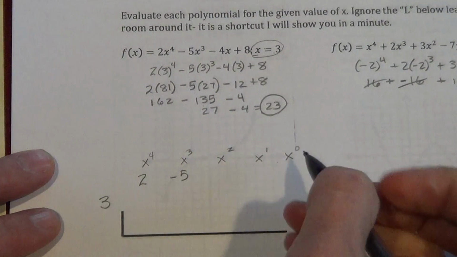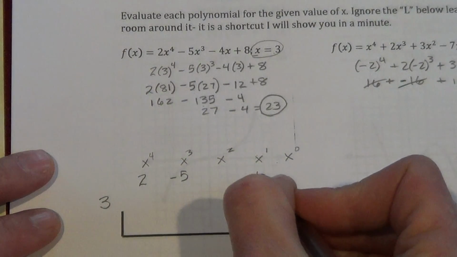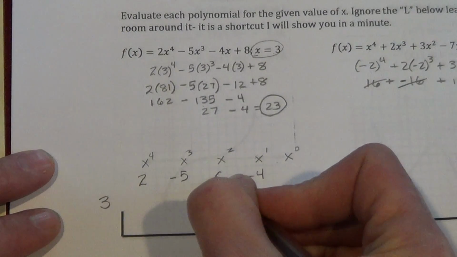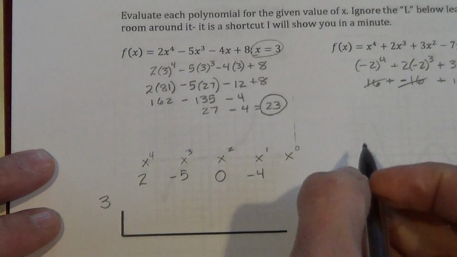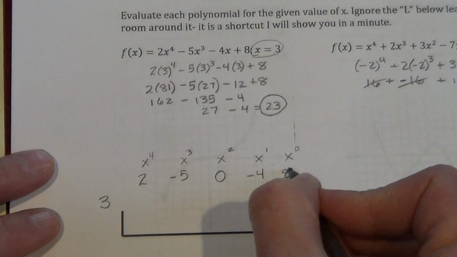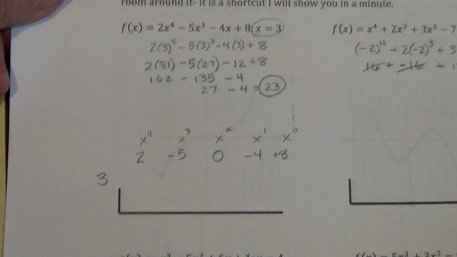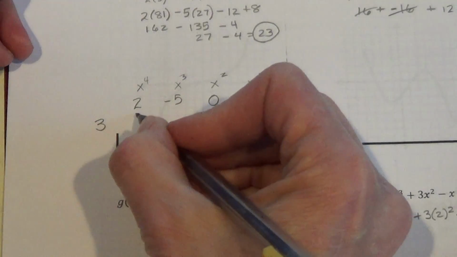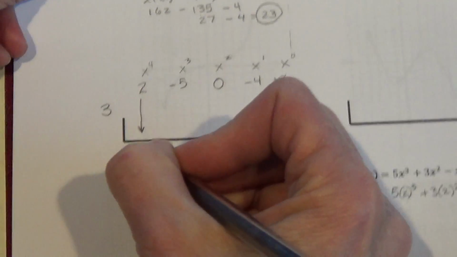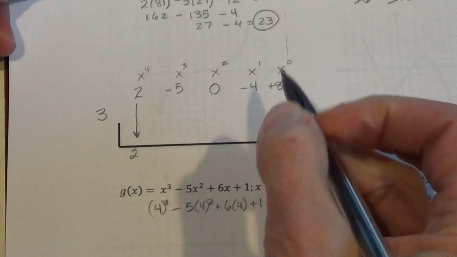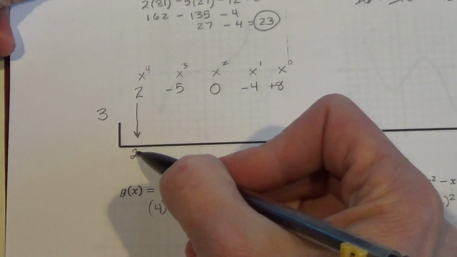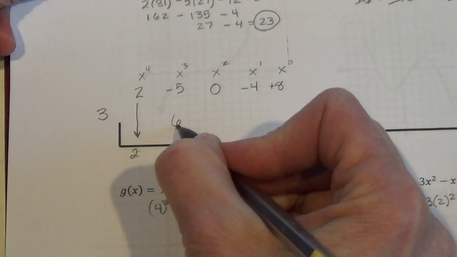X to the 1st is -4. We do not have an x squared, so we put a 0 there. Then we have a positive 8 for our constant. Now watch how fast we can do this. We bring the 2 straight down, and we multiply 3 times 2, and we get 6.